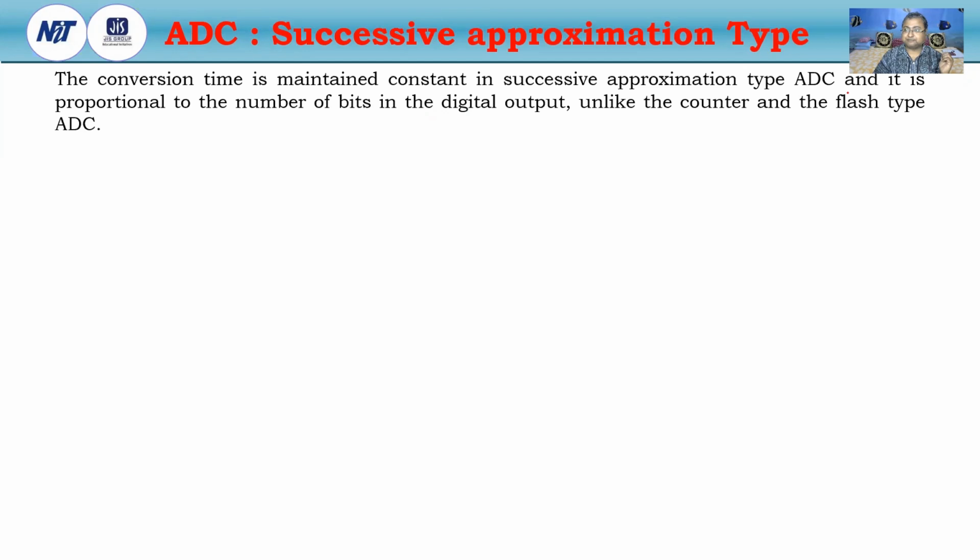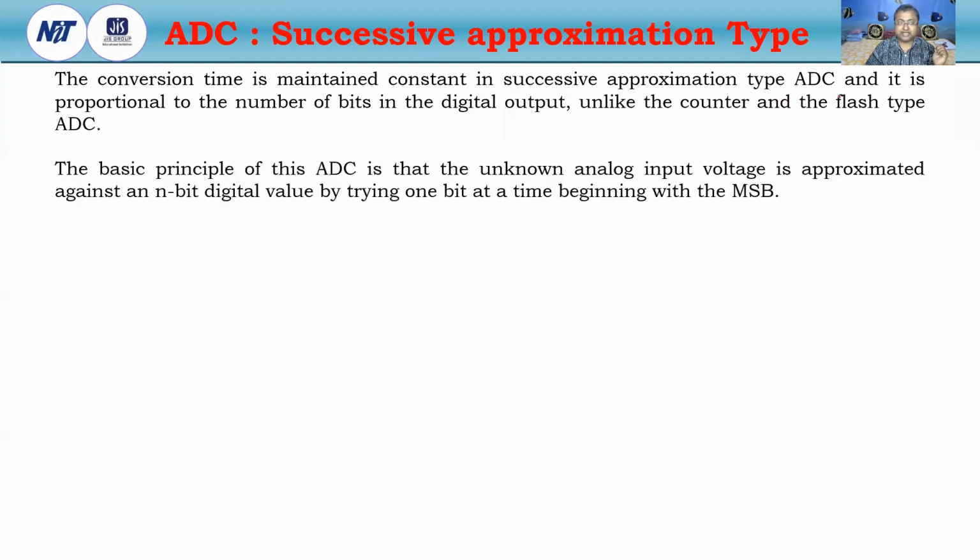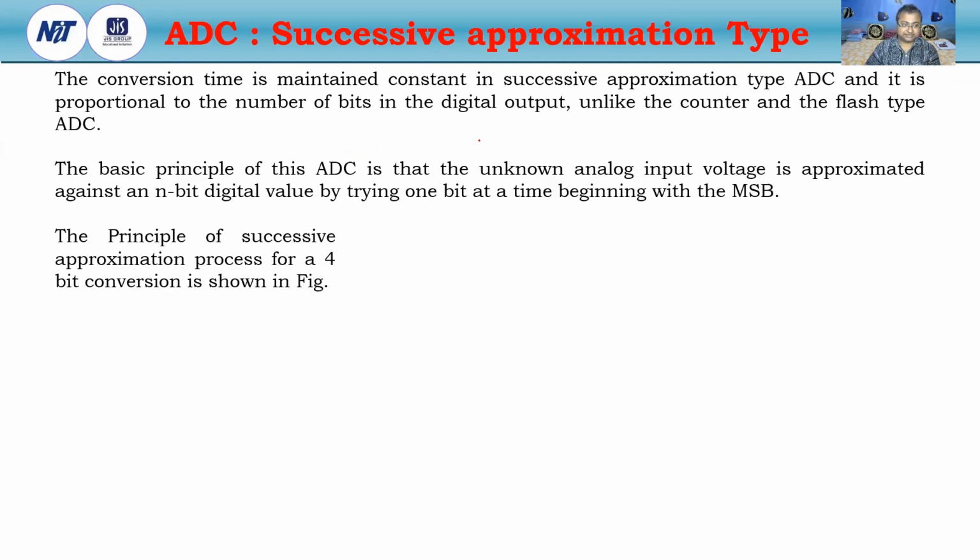In the successive approximation type ADC, the conversion time is maintained constant. Conversion time means the analog to digital conversion time. This is called the conversion time. The conversion time is maintained constant in the successive approximation type ADC, and it is proportional to the number of bits in the digital output. How many number of bits are there? Unlike the counter and the flash type ADC.